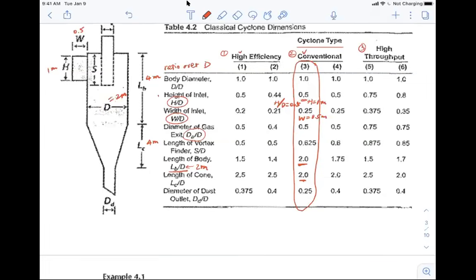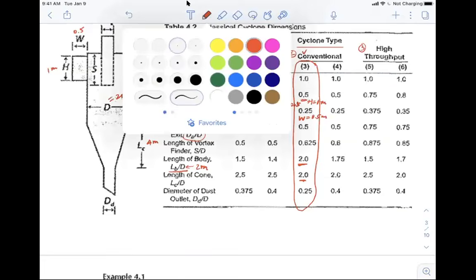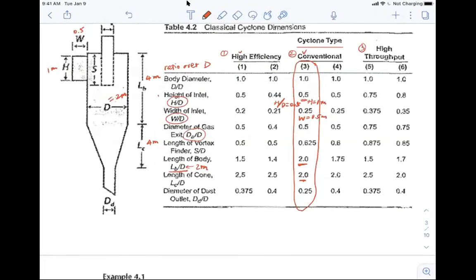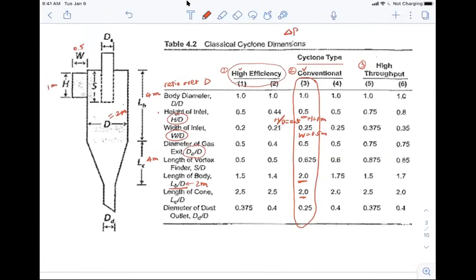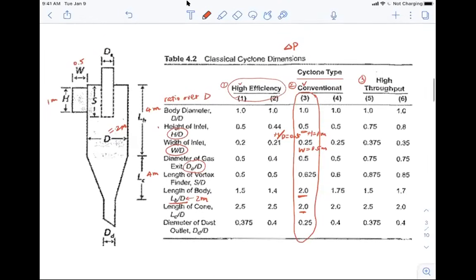And then you may wonder, what does it mean by high efficiency or high throughput or conventional? Why don't people just choose high efficiency everywhere, right? Why can't we use high efficiency? Because our ultimate goal is to remove all of those particles. So the reason behind this design is based on the cost, or more specifically, based on the pressure drop within the system. So if you think back on the mechanism for removing particles, right?